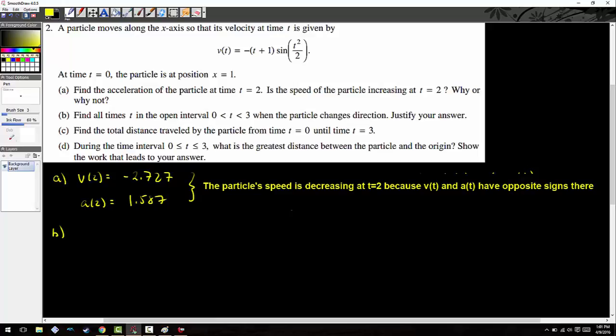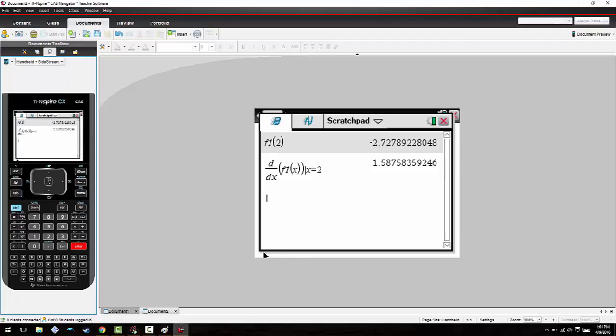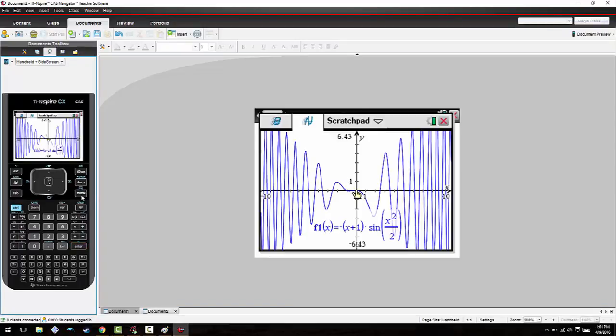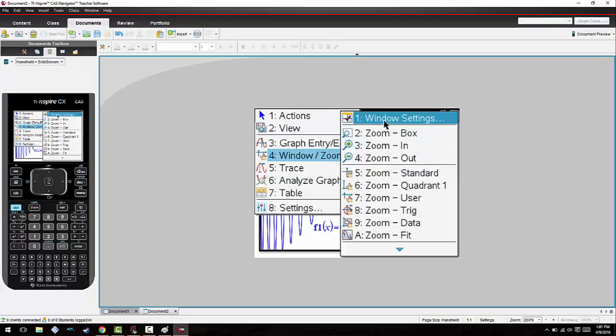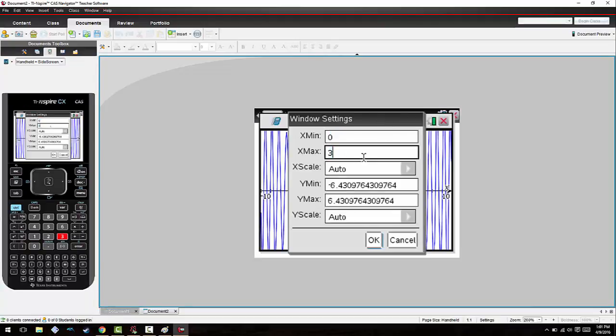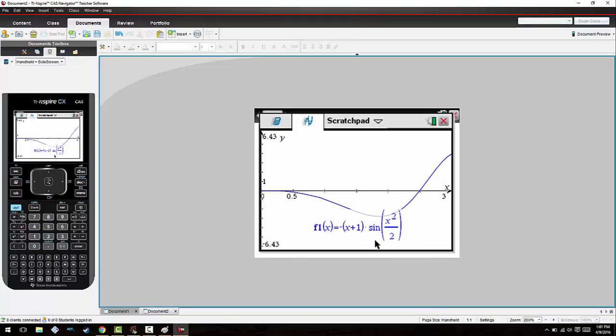Find all the times on the open interval from 0 to 3 when the particle changes direction. Justify your answer. Okay, how do we know when a particle changes direction? It's when its velocity goes from minus to plus or plus to minus. So we're looking at the open interval from 0 to 3. So let's go to our calculator. I'm going to go to the graph. I'm going to change my window settings. I'm going to go from 0 to 3, and I'm going to let it scale by 0.5. Why not? And let's go to OK.